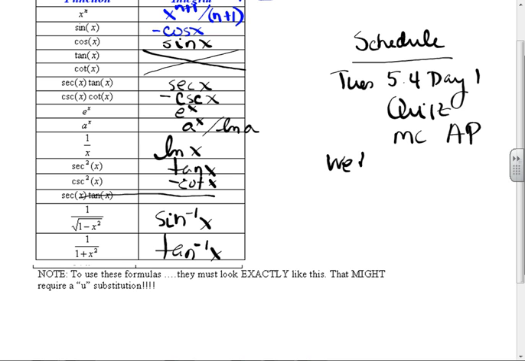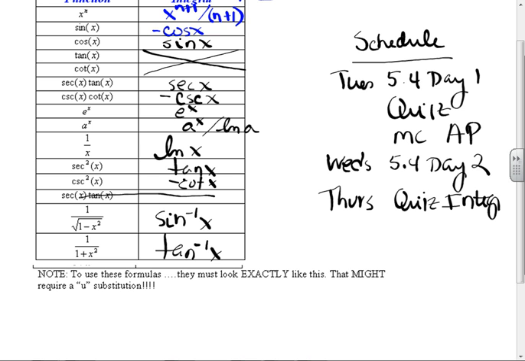Wednesday, we're going to do 5.4 day 2, which is the second fundamental theorem of calculus. It's very, very important. And don't make it hard, because it really isn't hard. But a lot of you make it hard. And that one's really important. There's a guarantee. Fundamental theorem 2, but both of them will be on the exam. Thursday, we have an antiderivative quiz, integral quiz. It'll cover what we did today and finding antiderivatives. So it's just integrals. It is not AP. It shouldn't take you the whole period either.